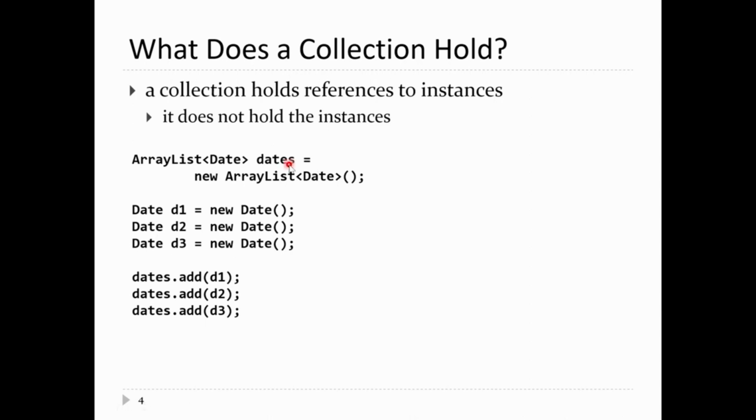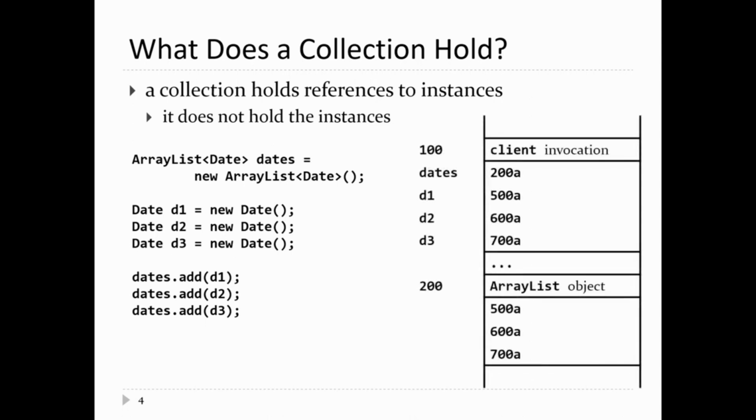So if you make a list of dates, and then you make 3 dates, now remember d1, d2, and d3 aren't actually dates. They're references to dates. So when you add d1, d2, and d3 to the list, you're adding references to the list. In other words, the list is not storing the dates themselves. The date objects are in memory somewhere. The list simply holds references to those elements.